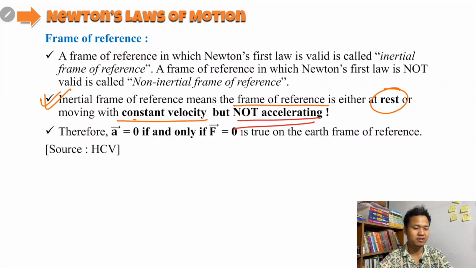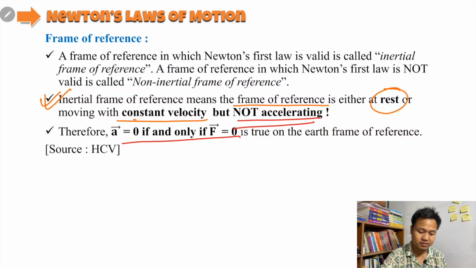So you have to remember the difference. Inertial frame of reference: the frame is either at rest or moving with constant velocity. Non-inertial frame of reference: the frame of reference is accelerating. If it is accelerating, then that frame of reference is non-inertial. So we have discussed already, A equals to 0, F equals to 0.